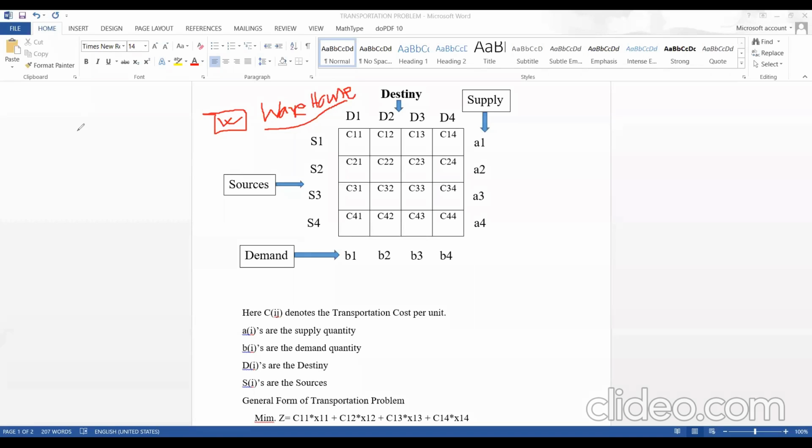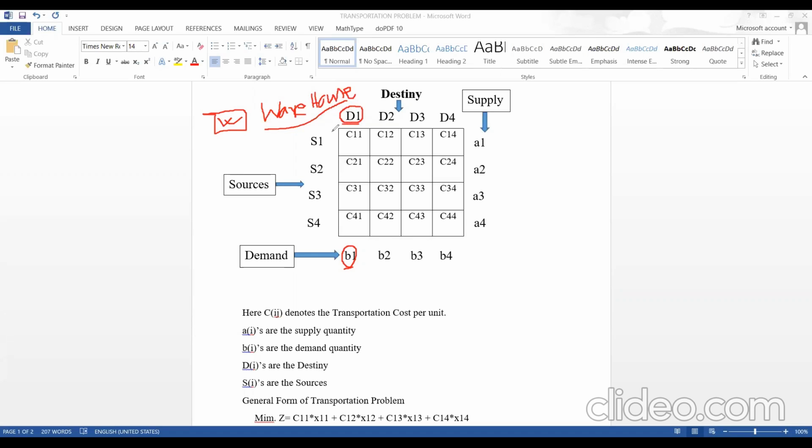So when some demand comes from some place, say from the destination D1, suppose B1 units of that product are required at the destination D1. The company will see how to fulfill the demand of destination D1. So first the company will see which warehouse is very near to destination D1. Try to understand.